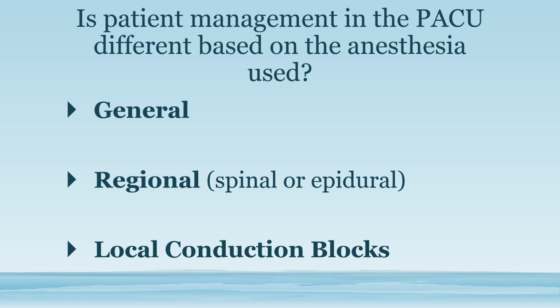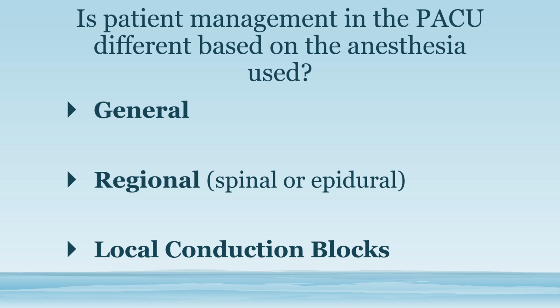So now we're going to talk about the different types of anesthesia. Is the patient management in the PACU different based on the anesthetic used? Absolutely. For general anesthesia, the things we watch are respiratory depression and level of consciousness. We need to turn the head to the side to drain secretions because the patient is not capable of doing it themselves, and we need to maintain the artificial airway or endotracheal tube.